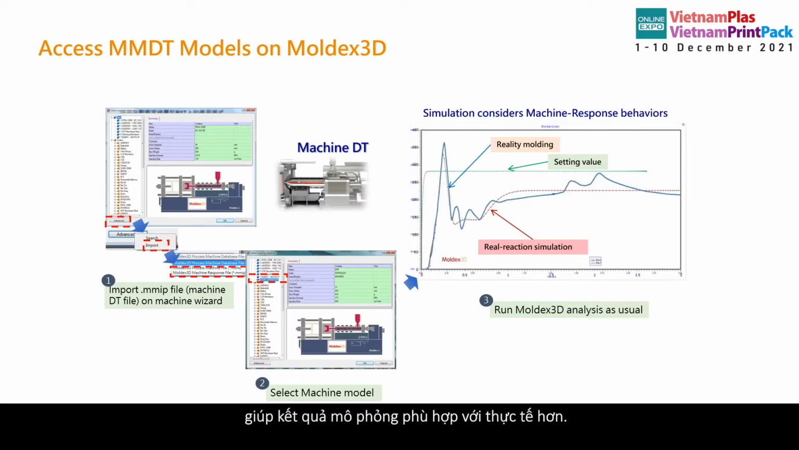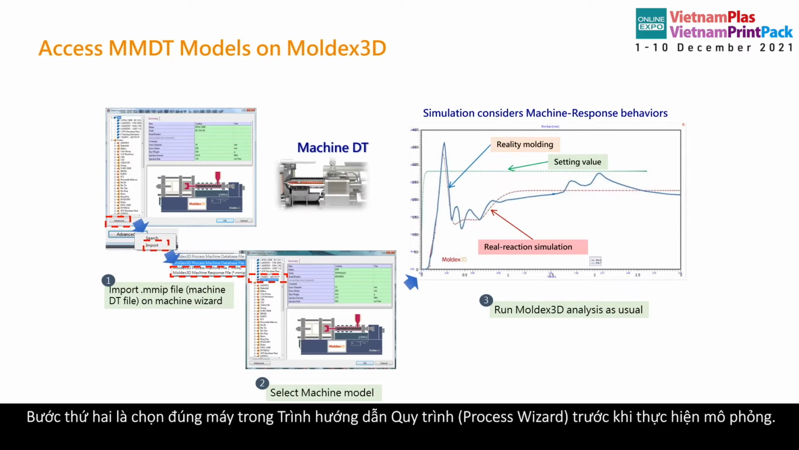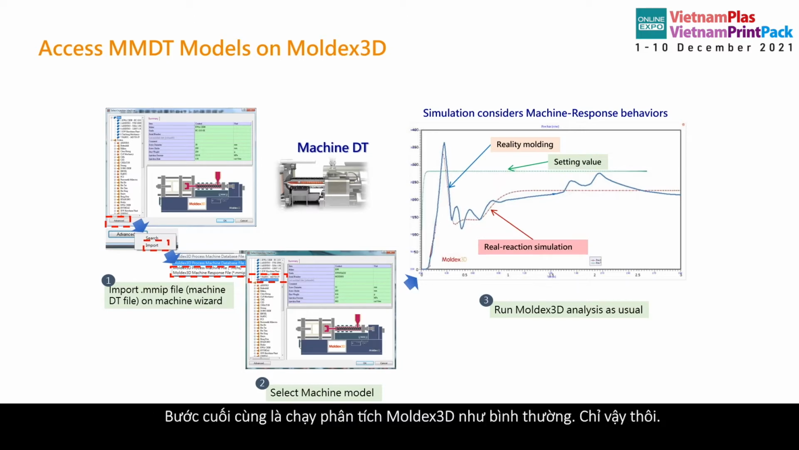This slide shows how to access the machine digital twin model in Model 3D. It's very easy. The first step is to import the digital twin model on the machine wizard interface. The second step is to select the right machine on the process wizard interface, and then run Model 3D analysis as usual. That's it.